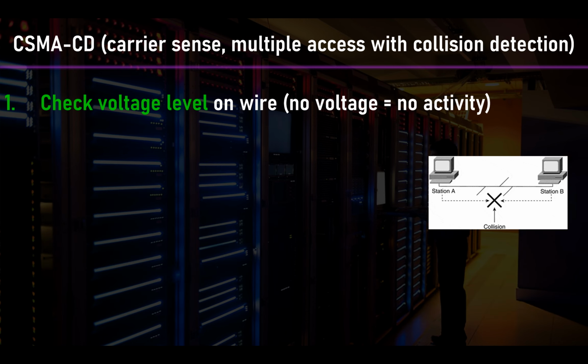Well, first we're going to check the voltage level on the wire, and if there's no voltage, this means there's no activity. No activity is good, right? So when we say no activity, that means no one else is sending.